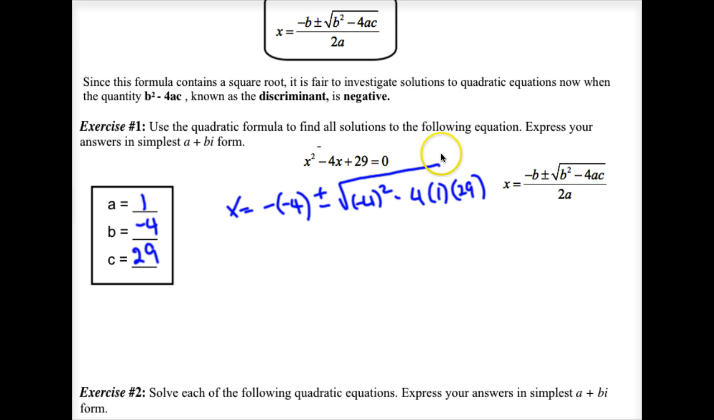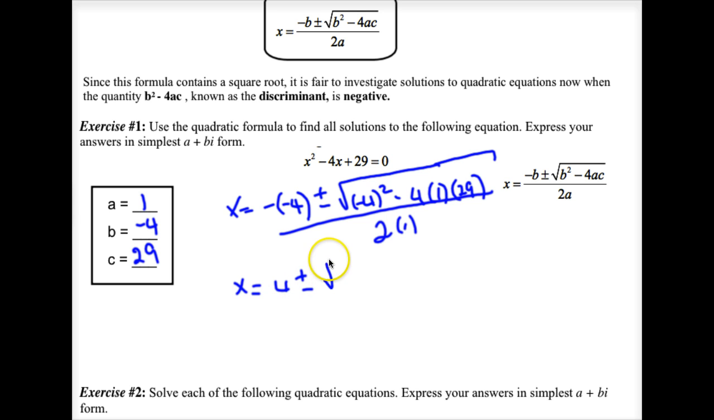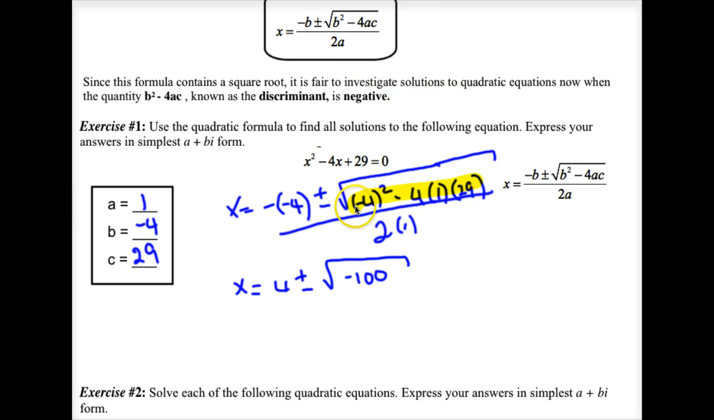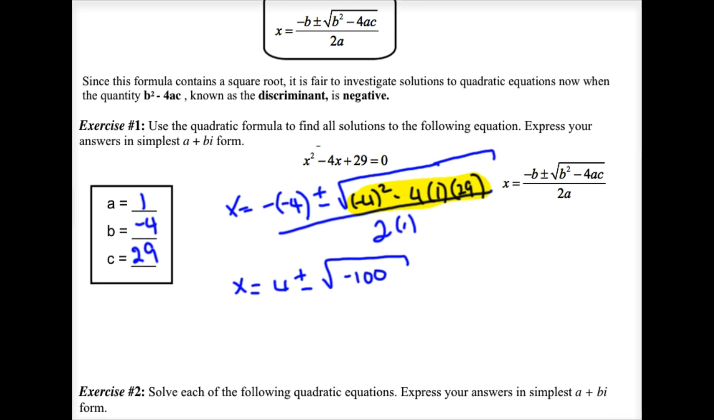So let's bring my radical sign all the way out. Everything over 2 times 1. This works out to be 4 plus or minus the square root of negative 100. Plug all of this into your calculator the same way it is. No radical sign is needed, just what I highlight. All of this over 2.